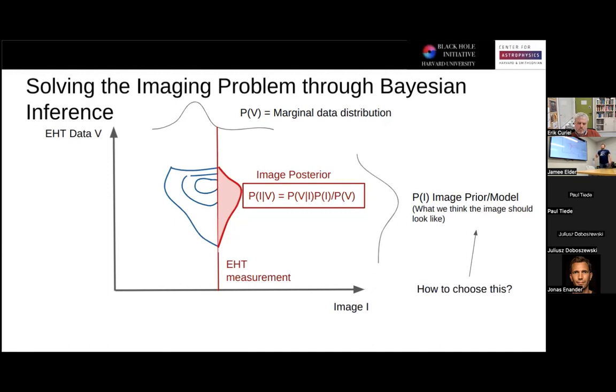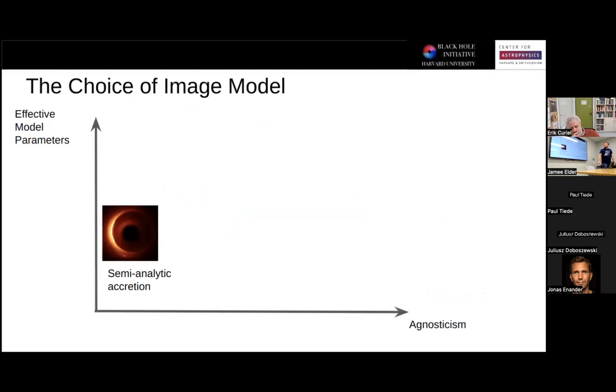So the big thing that you have to worry about with Bayesian inference is how you pick this. This depends a lot on domain knowledge, what a scientist thinks the thing should look like, and even the problem you're trying to solve. The problem I'm trying to solve may enforce me picking a different image model than I would if I were trying to solve a separate problem. And related to this choice of image model is a balance between the effective number of model parameters you want to fit and how agnostic you want to be. Do I not want to assume much, or do I want to assume everything?